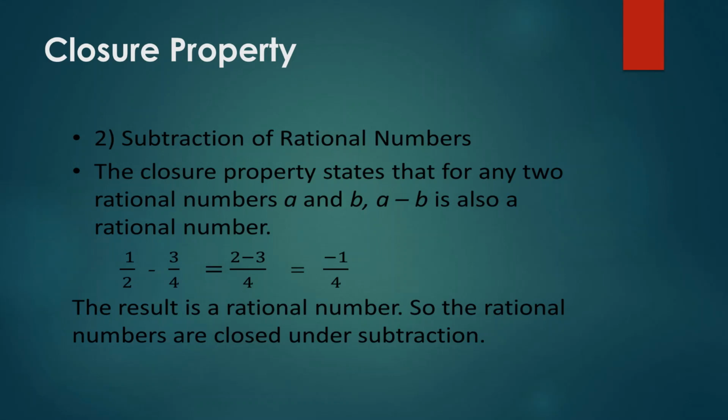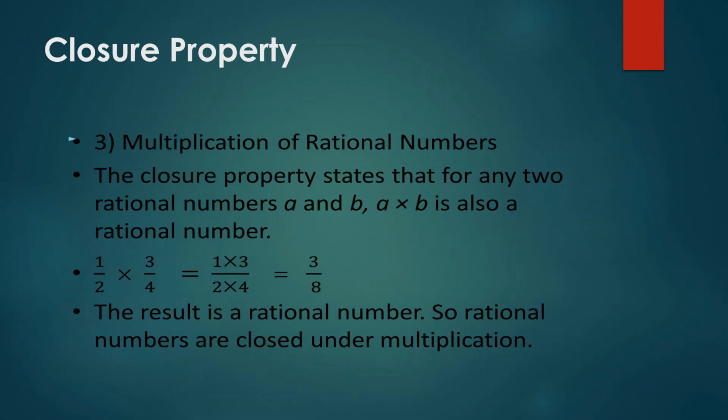So let me take here one example. Same way, 1 upon 2 minus 3 upon 4 is equal to 2 minus 3 upon 4. So the result is minus 1 upon 4. Minus 1 upon 4 is also a rational number, isn't it? Yes, because that is also in the form of p upon q and q is not equal to 0. So the rational numbers are closed under subtraction.